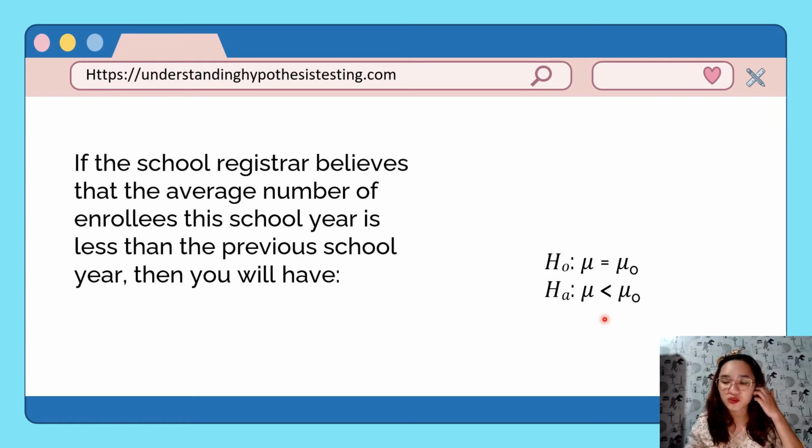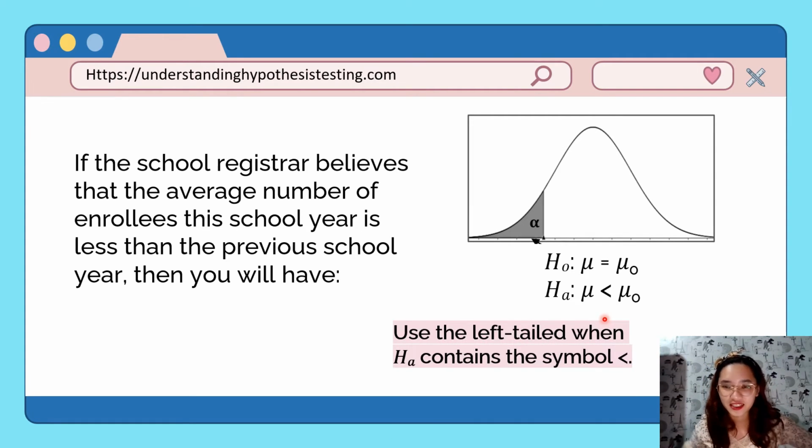At kapag less than po siya, ito po ay one-tailed test. Ayan. So, specifically, yung ating one-tailed test is a left-tailed test. Ayan. So, yung ating level of significance ay nandito po sa left. Use the left-tailed when our alternative hypothesis contains the symbol ito. Ayan. So, kapag less than, ito po yung ating illustration. Or nandito po yung ating alpha.